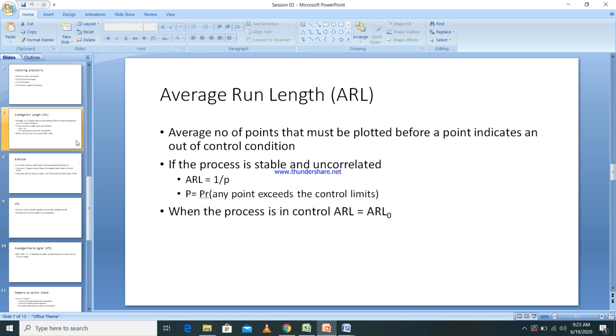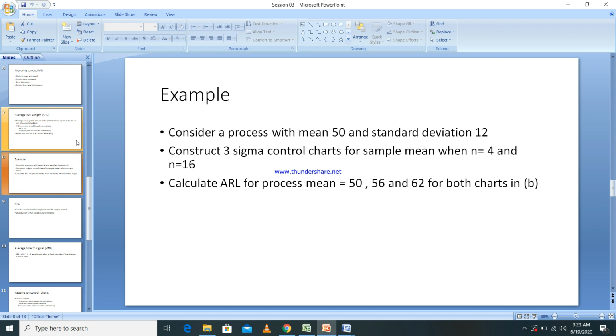All right, so we'll have a look at an example. Consider a process with mean 50 and standard deviation 12. Construct 3 sigma control charts for the sample mean when the sample size is equal to 4 and when the sample size is equal to 60.